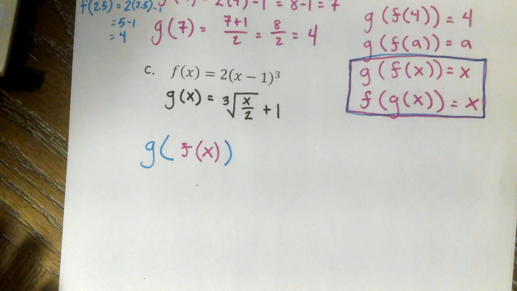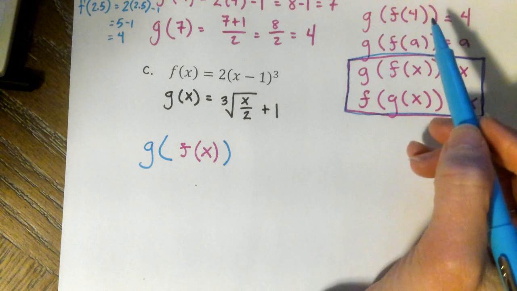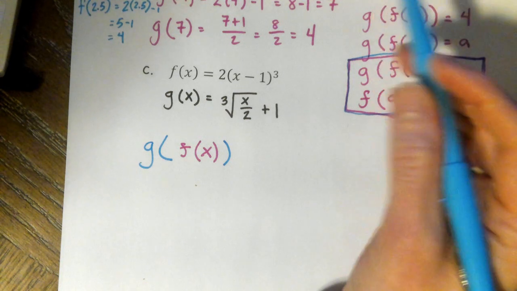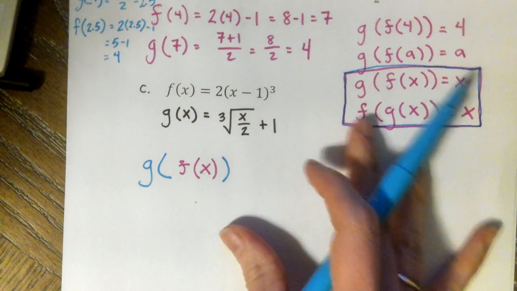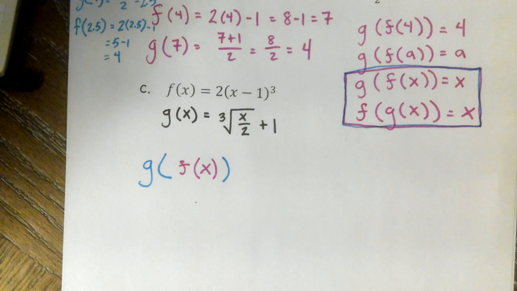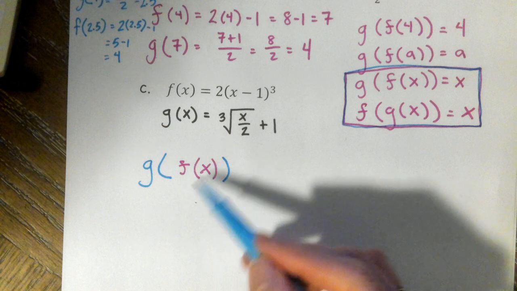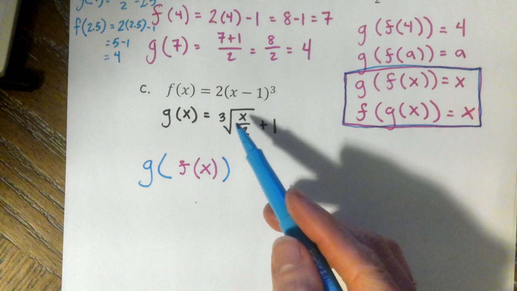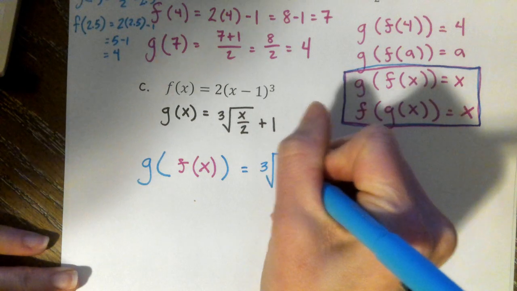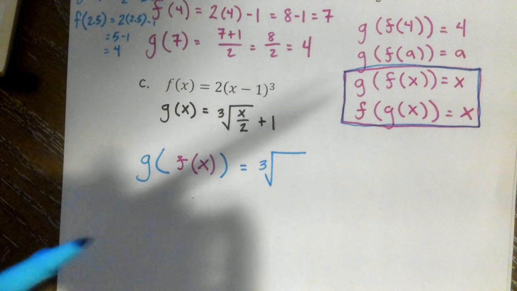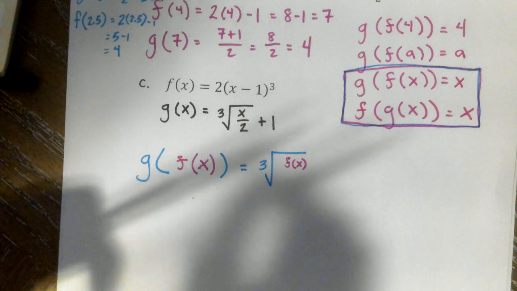Normally, remember, if I do f of 4, I plugged a 4 in for x. If I did g of 7, I did 7 in for x. So if I do g of f of x, now I'm going to put f of x in for my x value. So I'm going to write down this whole thing, but instead of x, now I have f of x.